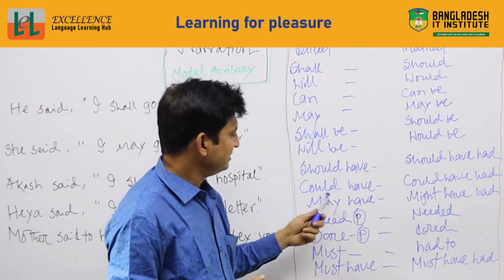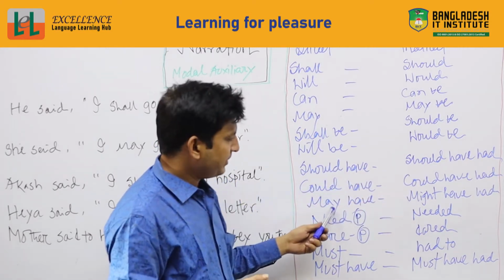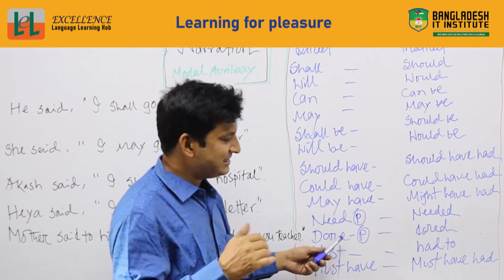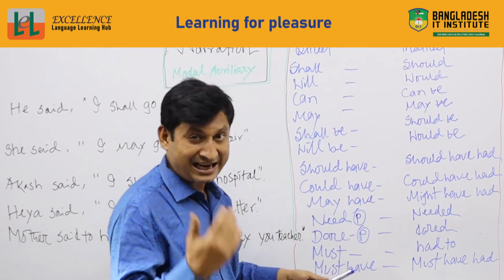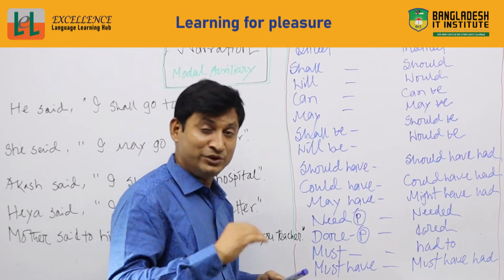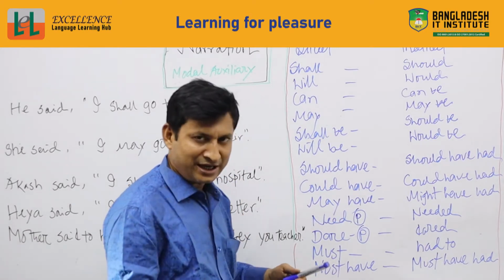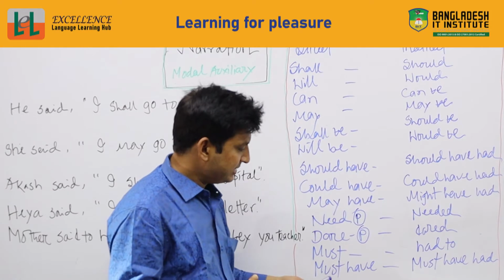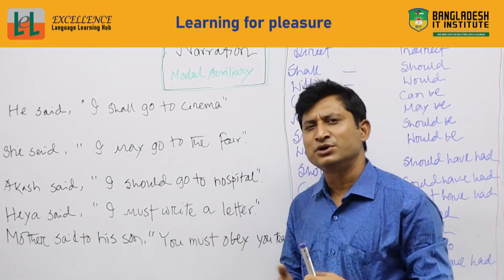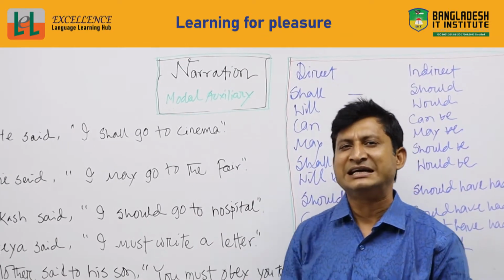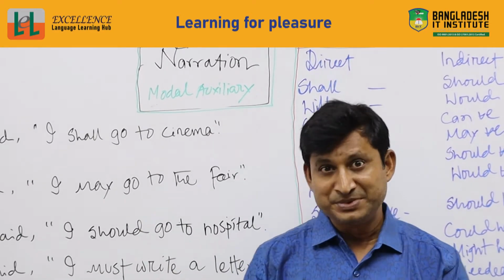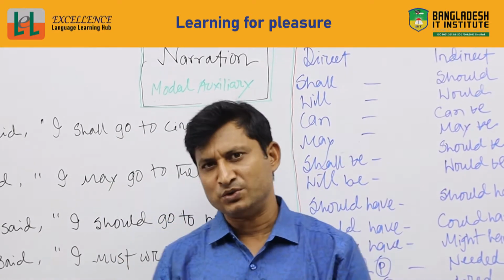Should have had, could have had, may have, might have had, need, that is needed, dare is dared, must is had to. But if this is obligatory, then we need not change it, and for that we'll go for an example. Then must have and must have had. Thank you so much. So those all are the modal auxiliaries if we get them in direct speech. So it will be changed in indirect speech, just considering that one. So thank you so much.